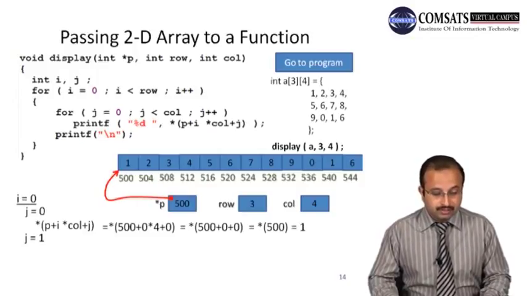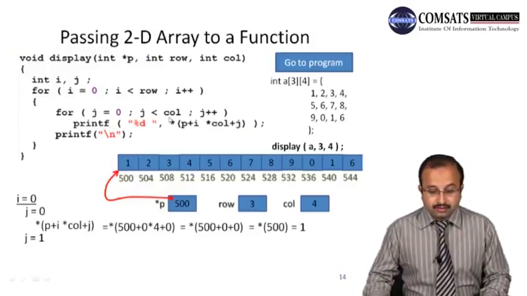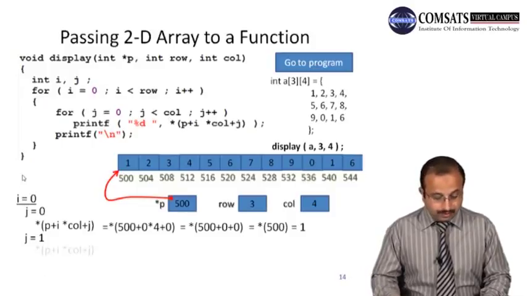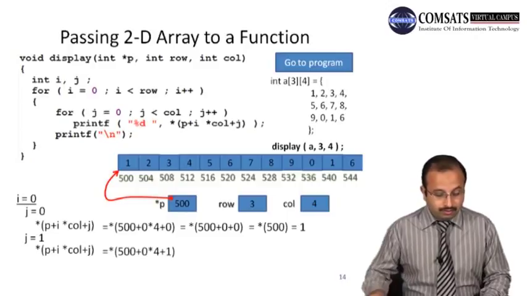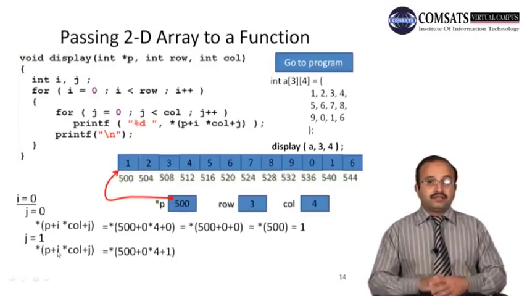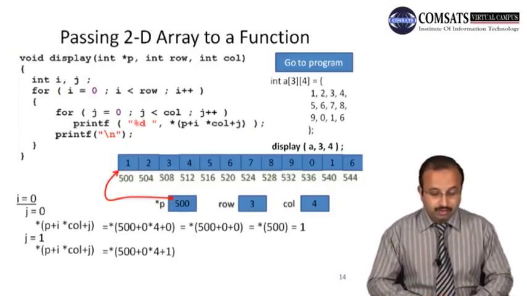Then the value of j is 1. The condition in the loop, is j = 1 less than 4, that is true. Now the statement becomes 500 plus 0, the value of i is 0, that means we are at the 0th row, okay, and in the 0th row we are printing all the values.